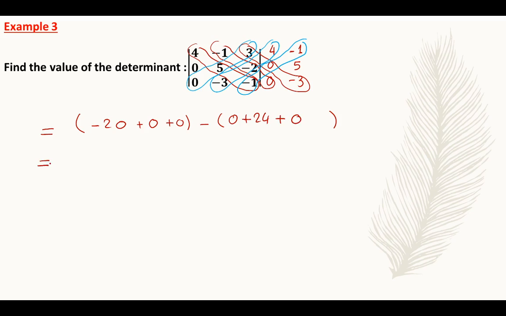Okay, we are going to add the first bracket together, it will be negative 20, and 0 plus 24 plus 0 equals 24, so it will be negative 20 minus 24. So the result will be equal to negative 48. So this is how we can find the value of the determinant of order 3 times 3. Okay, let's go to another example.